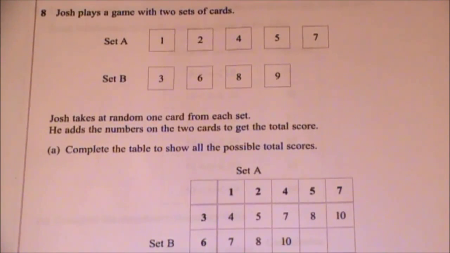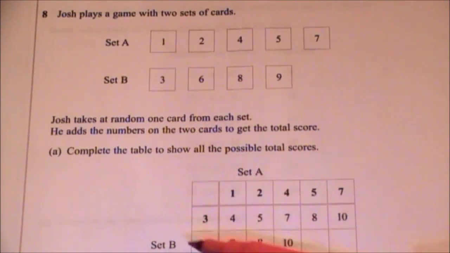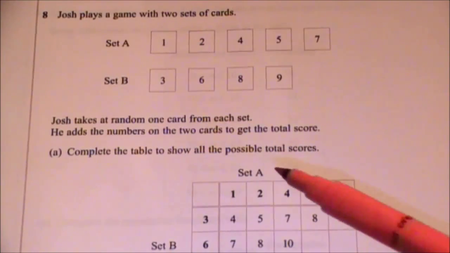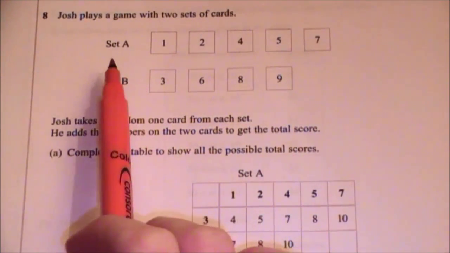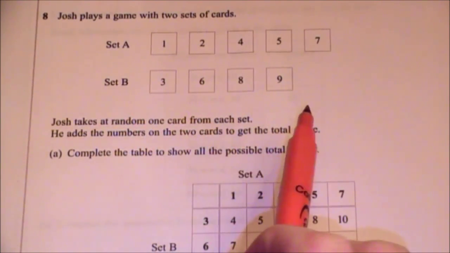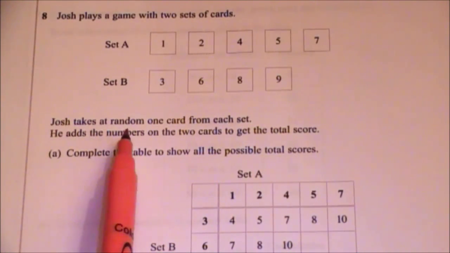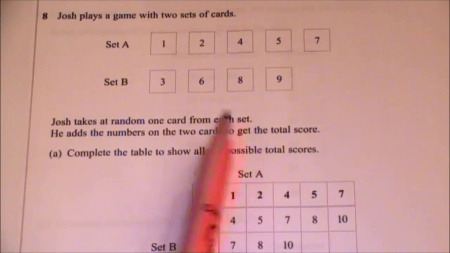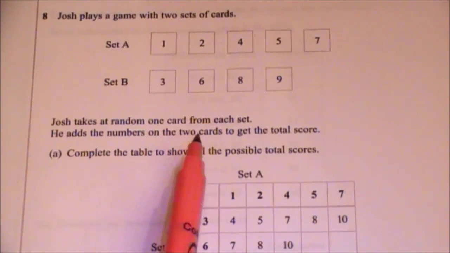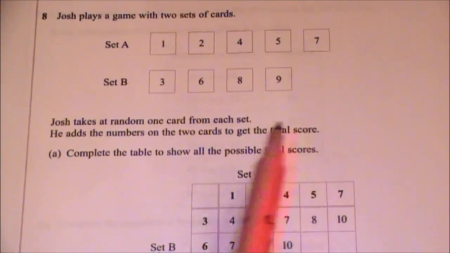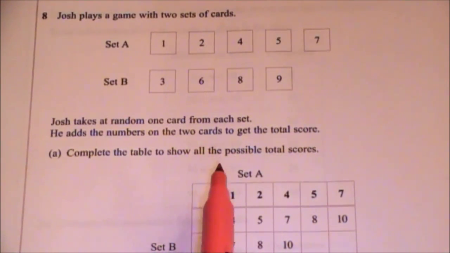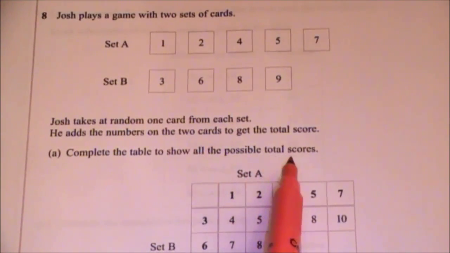Question 8 is another probability question, this time with a slightly different approach. John plays a game with two sets of cards, set A and set B. Josh takes at random one card from each set. He adds the numbers on the two cards and gets a total score. Complete the table to show all the possible total scores.